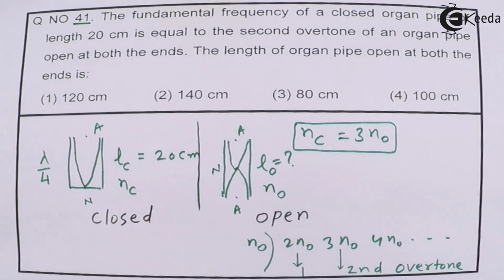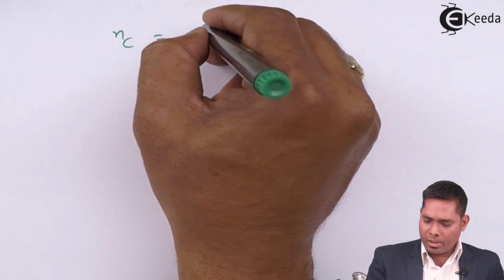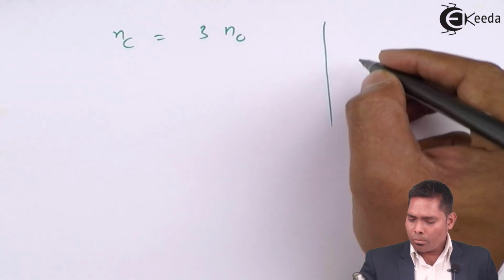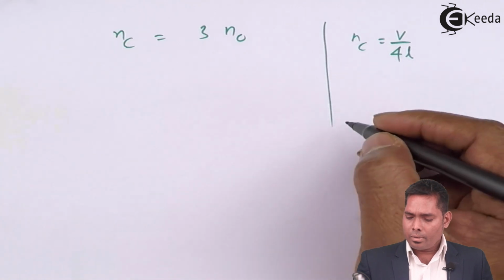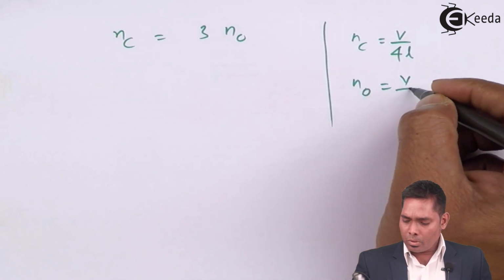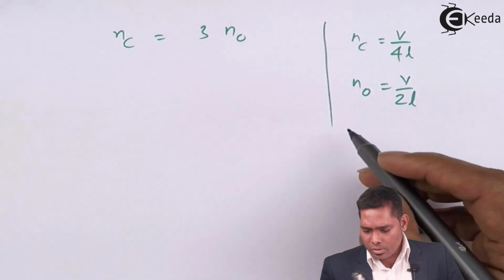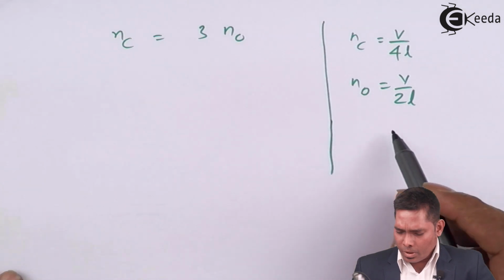So you have to use the formula to solve this. Now what is given? It is given that NC is 3N naught. What is the formula for NC? This is V upon 4L. Okay, and NO is V upon 2L. This is known to us. How is this done?